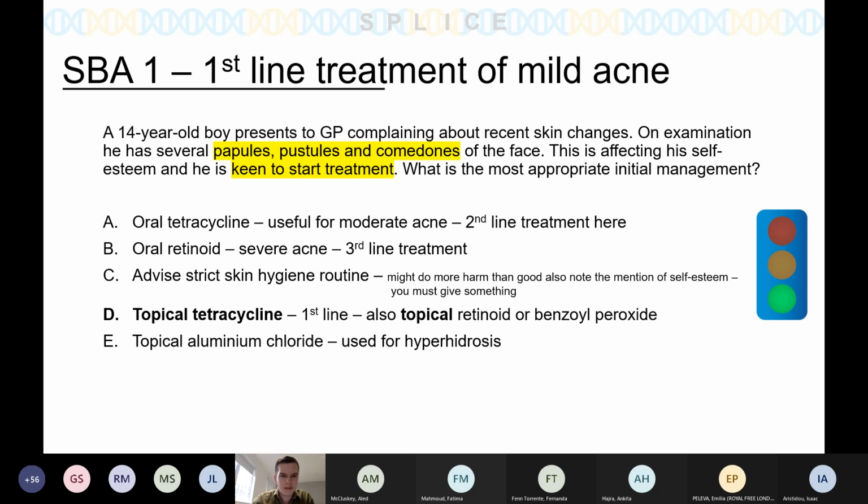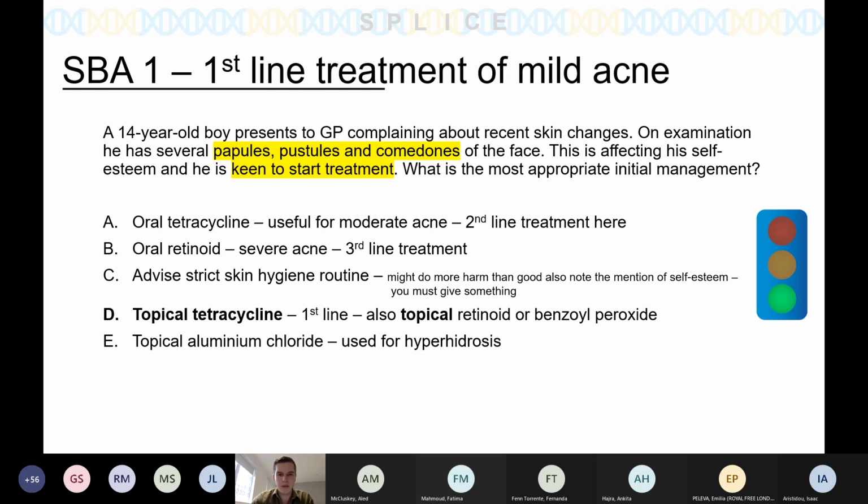So you can see the first highlighted bit, this guy's got non-inflammatory lesions. And it says he's got several, so we're thinking this is mild acne. And the first treatment is topical, so we can go for topical tetracycline, topical retinoid, or benzoyl peroxide. The only one I gave was tetracycline, which is why that was correct. A lot of you have put oral tetracycline. This case wasn't quite severe enough, and I feel that I've explained why.